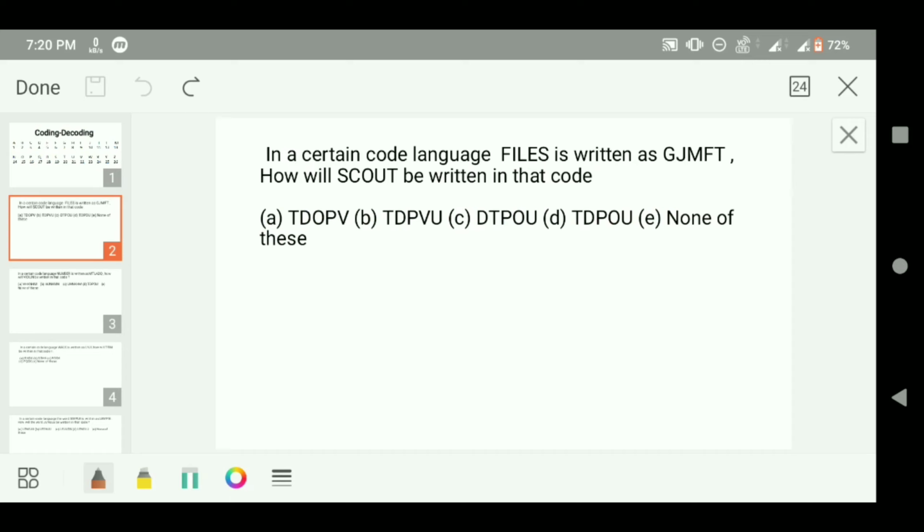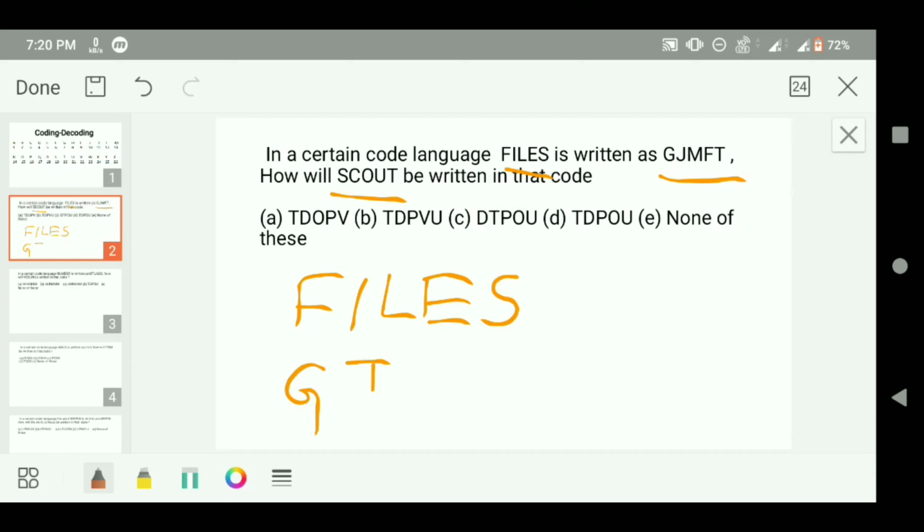And coming to the examples, in this example FILES is written as the coded language GJMFT, and how will SCOUT be written in that code? So here the logic is that after F, G is arriving. That means here all the alphabets are in sequential order. After F, the next letter is G, and after I, the next letter is J. After L, the next letter is M. After E, F, and S, T. So likewise, we need to write the coding for SCOUT.